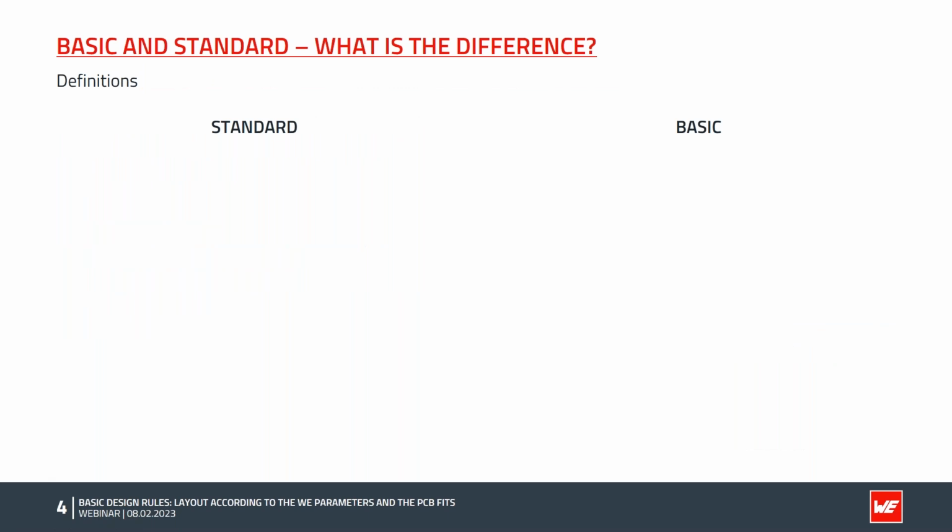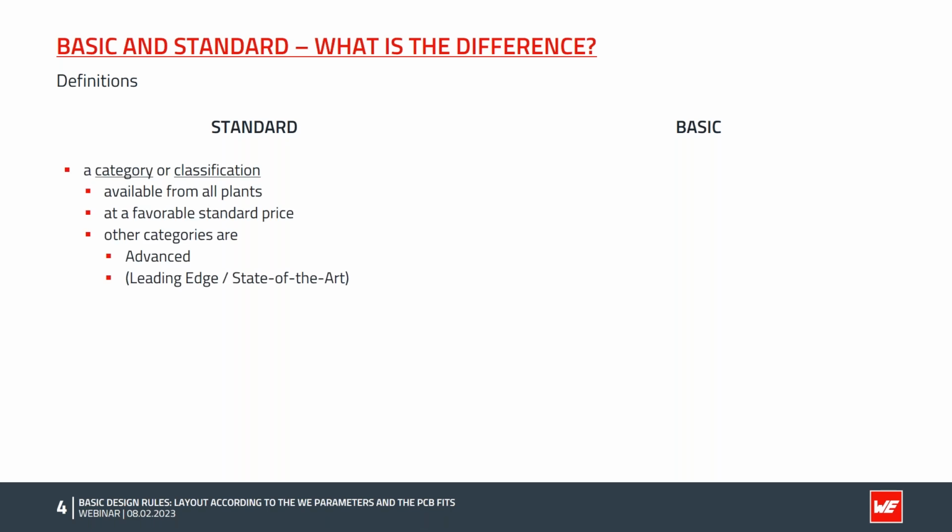So let's have a look at the definitions of standard and basic. So standard is a category or classification. So standards are often used. Think about paper size. DIN A4 is a standard. And as well, we have standards in all technologies. So it's a category or classification. It's not a technology. And standard classification is available from all PCB plants. It's available at a favorable standard price.